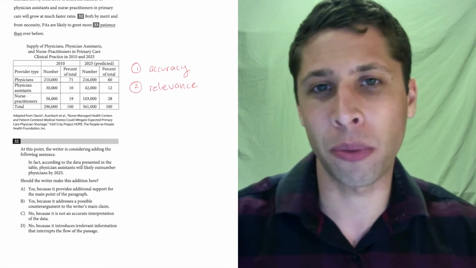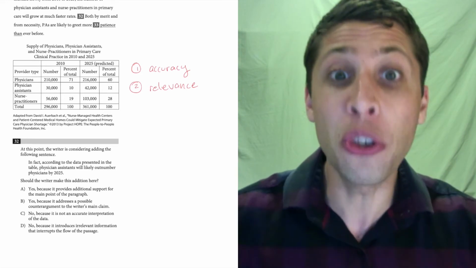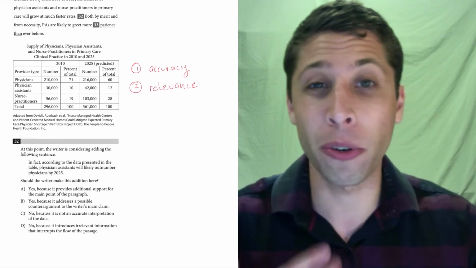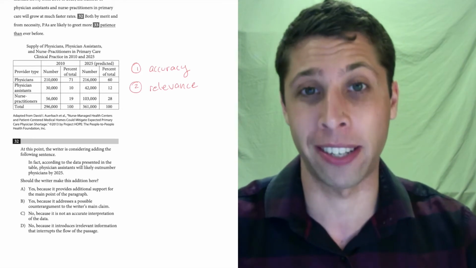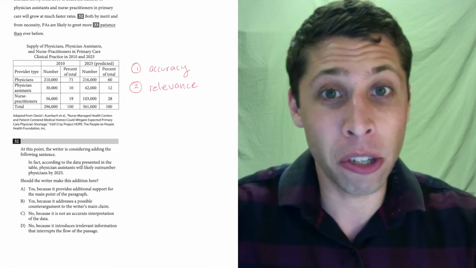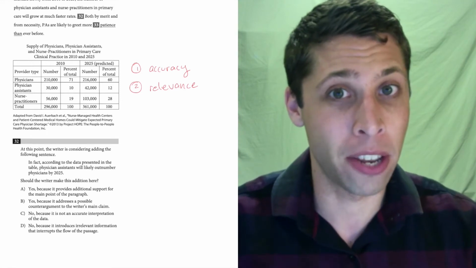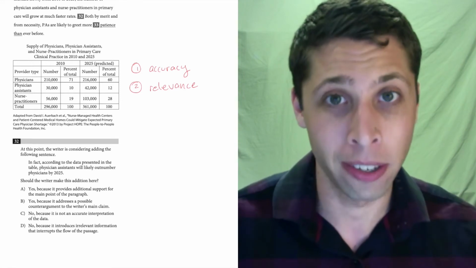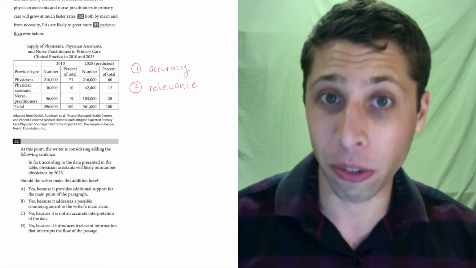Relevance is one of those things where maybe you have a different feeling. Maybe you feel the fact is irrelevant, and so you might have a hard time including a sentence that the SAT wants you to include. But accuracy, there's no subjectivity to it. If the numbers are wrong, the numbers are wrong. So let's look at the numbers first.